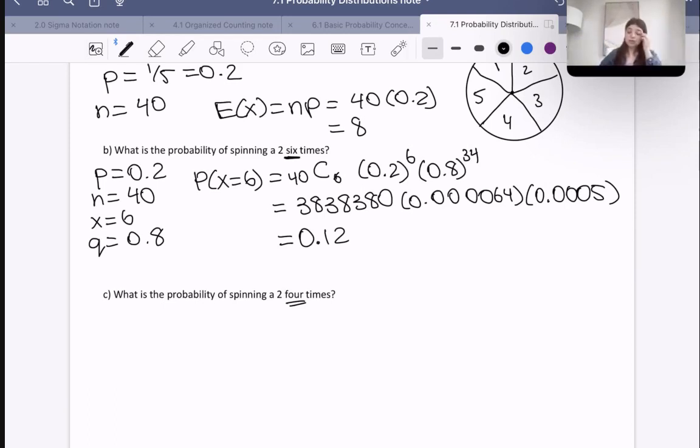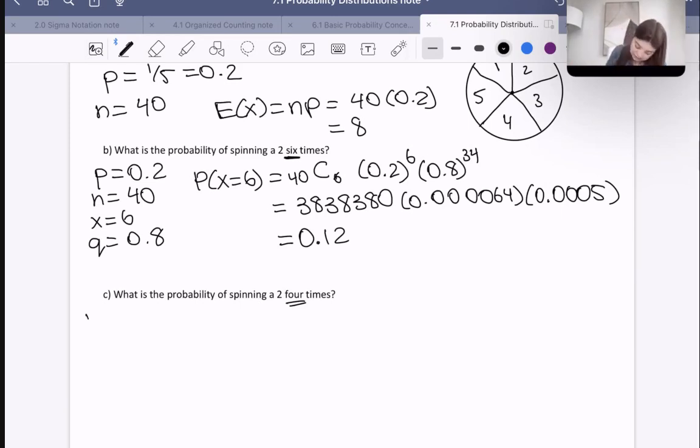And so although, yes, this will eventually happen too, if we do enough trials of 40 spins, eventually we will get 2 exactly 4 times, but it's going to take us longer than it would if we're just searching for spinning a 2 exactly 6 times. But with that out of the way, let's do it.